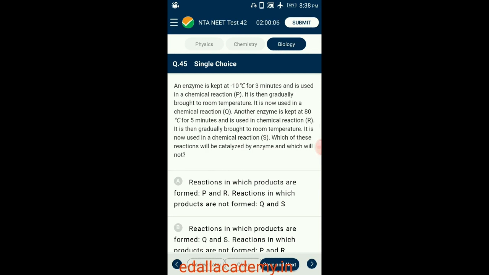An enzyme is kept at minus 10 degrees Celsius for 3 minutes and is used in a chemical reaction P. It is then gradually brought to room temperature. It is now used in a chemical reaction Q. Another enzyme is kept at 80 degrees Celsius for 5 minutes and is used in chemical reaction R. It is then gradually brought to room temperature. It is now used in a chemical reaction S. Which of these reactions will be catalyzed by the enzyme and which will not?